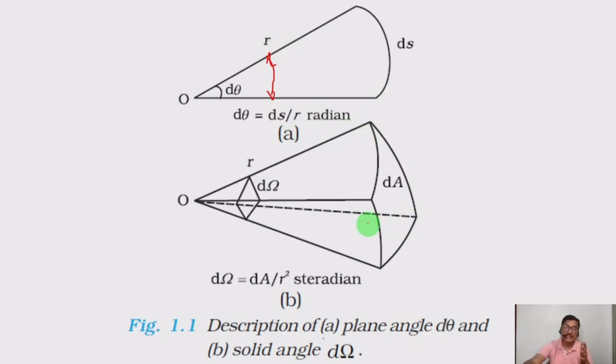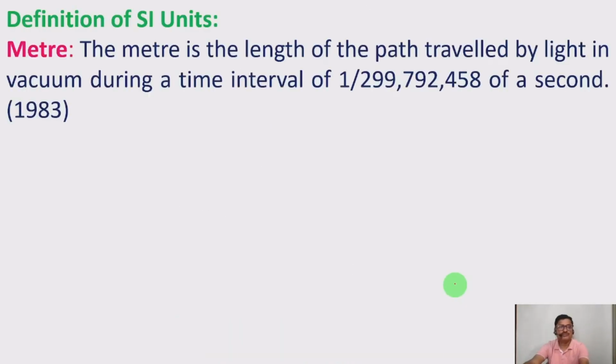And this solid angle is the angle subtended by the area dA with apex O, where we take the apex at center O. It is given by d omega is equal to the area subtended divided by the square of the radius, and that is in terms of the steradian. The other unit definitions we will take further.